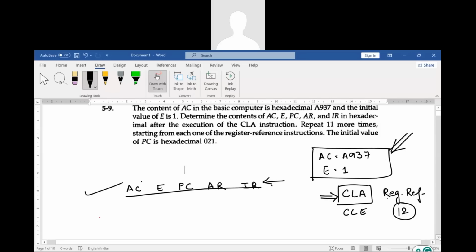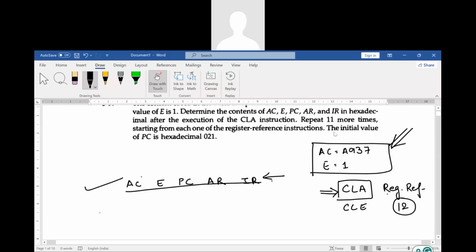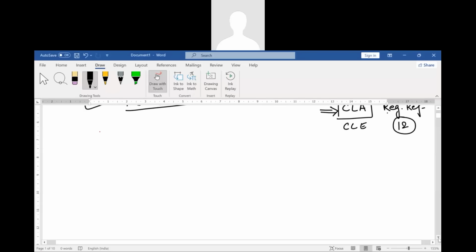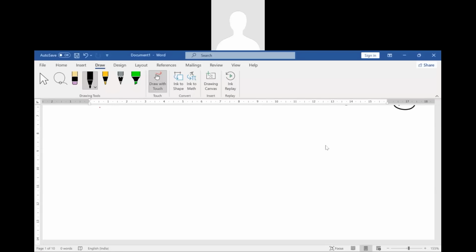Now, how are we going to write the answer to this question? One more thing is given to us. The initial value of PC is hexadecimal 021. Before you start executing the instructions CLA, CLE, CMA, CME, the initial value of PC is 021. These are the data given to us, and then we will start finding the values of each of the given registers after execution of these instructions. I'll show you how to write the answer to this type of question.